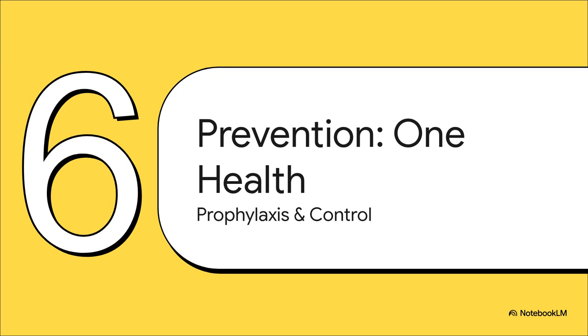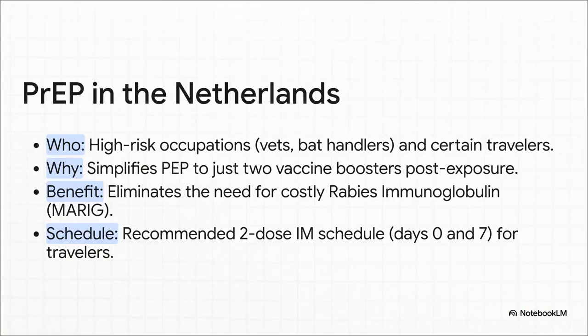Okay, so we've talked a lot about what to do after an exposure. Let's zoom out and finish up by looking at how we prevent those exposures from ever becoming a crisis in the first place. This is where pre-exposure prophylaxis, or PrEP, comes in. This is for your high-risk folks, vets, people who handle bats, certain travelers. Now, PrEP doesn't make you invincible. That's not the goal. The goal is to prime the immune system, and the benefit is massive. If someone with PrEP gets exposed, the treatment becomes radically simpler. No need for rabies immunoglobulin, just 2 vaccine boosters and you're done. It's a true game changer.